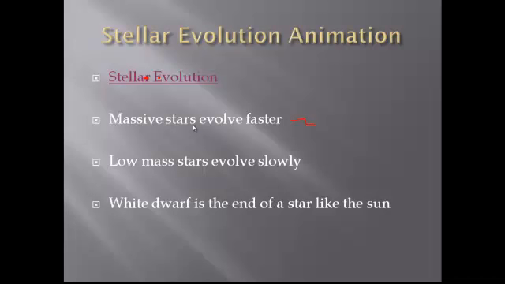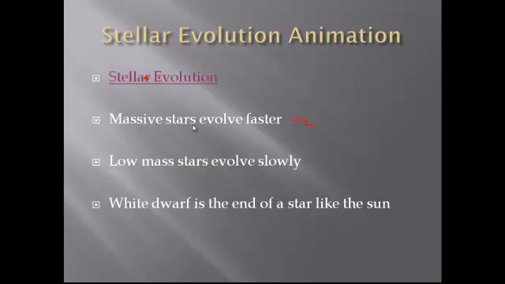1 million years versus 10 billion years. A big, big difference in how long they last. And lower mass stars than the sun could last 100 billion years or longer. So depending on the mass, the stars evolve faster and slower.